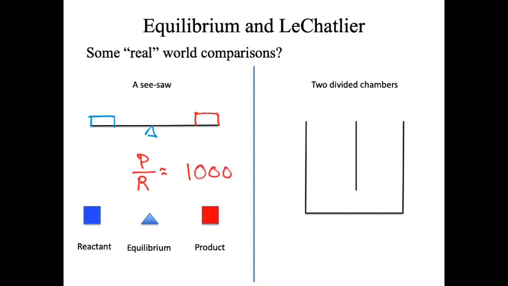How do we get that ratio to manifest in the seesaw? I would need a ton of product and a very small amount of reactant, right? Would that be in balance? How do I make it in balance? Take some product off the seesaw. Oh, wait, no, move the equilibrium.